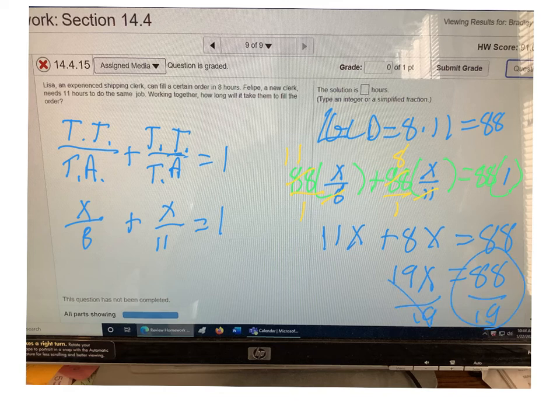88 over 19. So it says type an integer or simplified fraction. So I guess that would be a simplified fraction. Hope this helps.